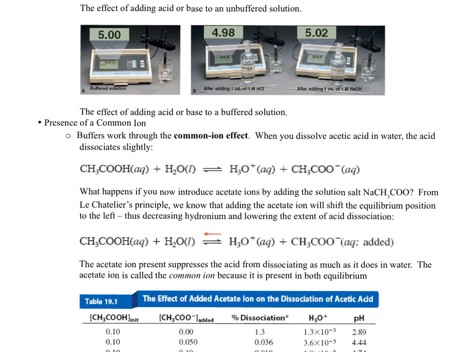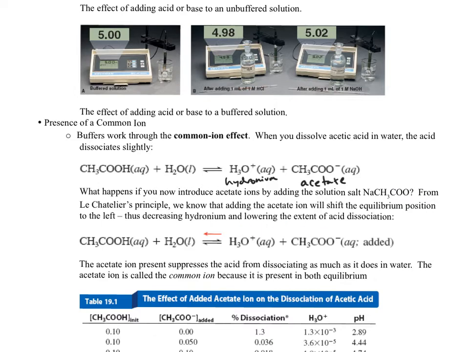And it comes down to the presence of a common ion. Buffers work through what's called the common ion effect. When you dissolve acetic acid in water, the acid dissociates slightly, right? Putting acetic acid in water, we get hydronium and a little bit of this acetate ion. We'll go ahead and label stuff underneath: acetate, hydronium. What happens if you now introduce acetate ions by adding a solution of the salt sodium acetate? From Le Chatelier's principle, we know that adding the acetate ion will shift the equilibrium position to the left, thus decreasing hydronium and lowering the extent of acid dissociation.